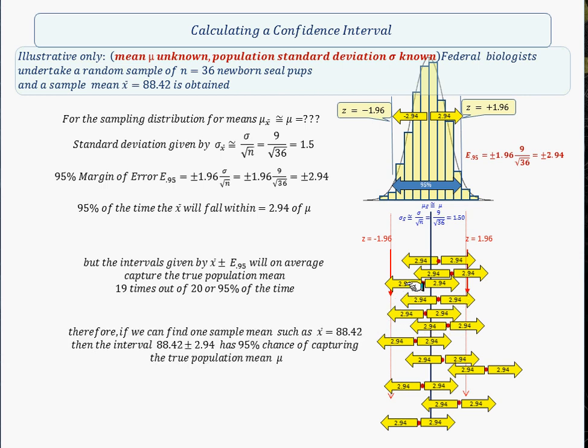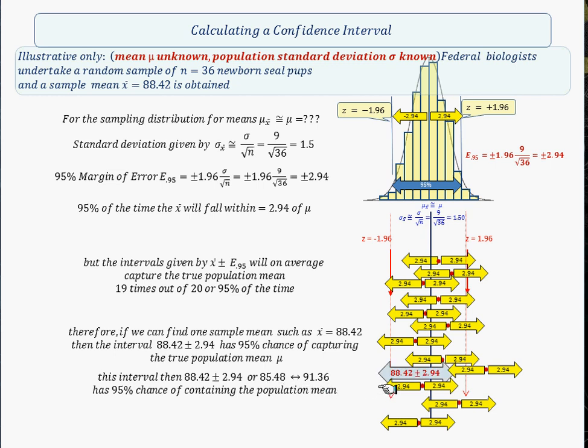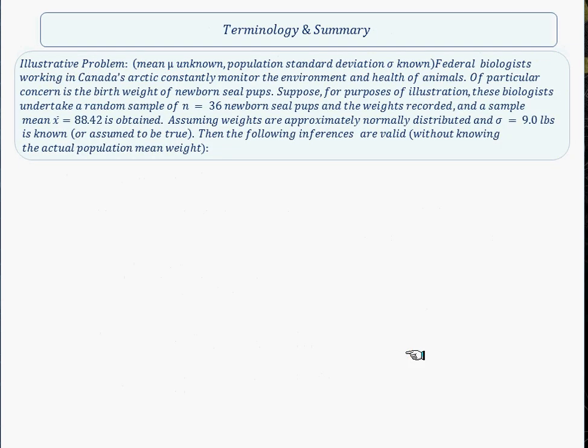So if one were selected at random, there'd be a 95% chance that that interval will capture the true population mean. So if we have x bar to be 88.42, we have here 88.42 plus or minus 2.94, and that gives rise to this interval. And so we're saying we're 95% certain that this interval, as you see on the screen there, will capture the true population mean.